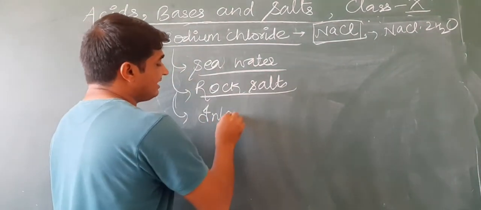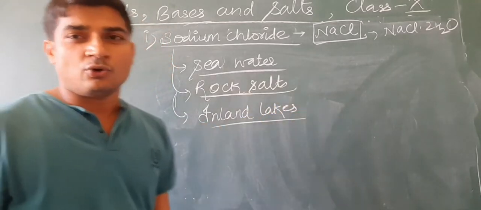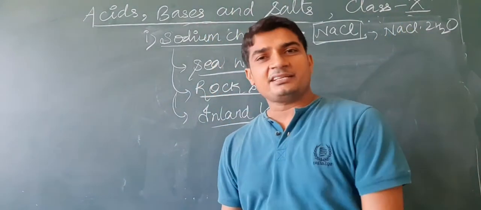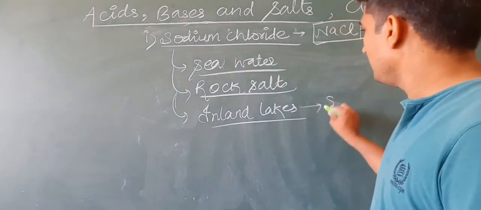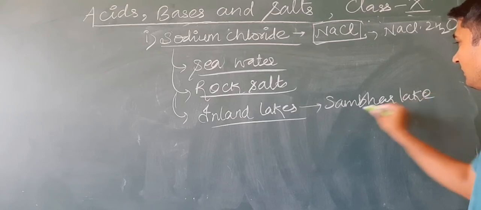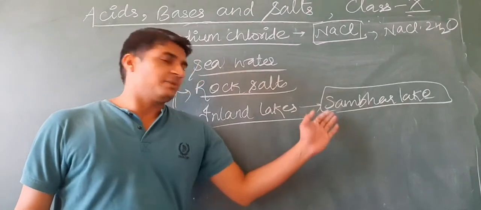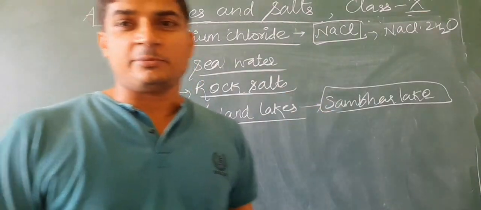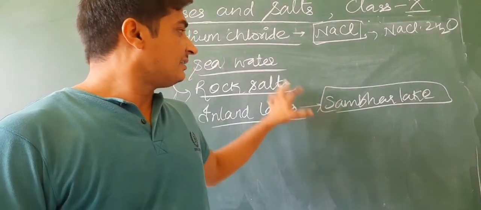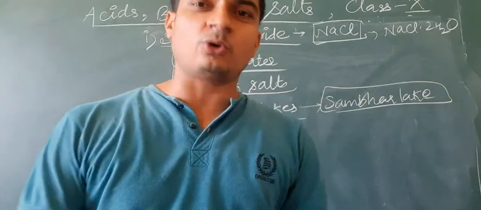Third source is inland lakes. Some lakes of salty water are present in many areas. For example, in Rajasthan, Sambhar Lake. Salt is produced in larger amounts there. It is present in Jaipur district near Phulera. So these are some examples of sources of common salt.